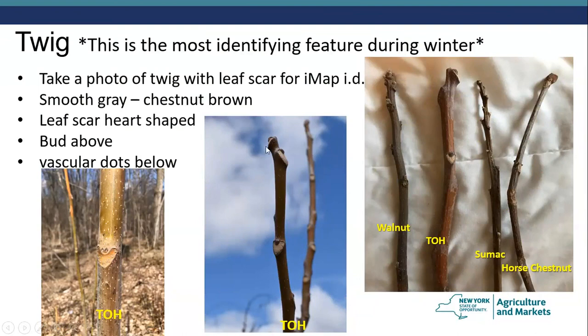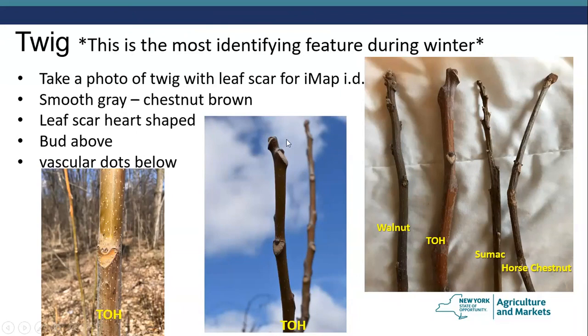And you could use this as an identifying characteristic in the summertime too, because there might be some dead growth on the tree without leaves, and you'll be able to see the terminal bud. It's very blunt compared to a lot of other species.